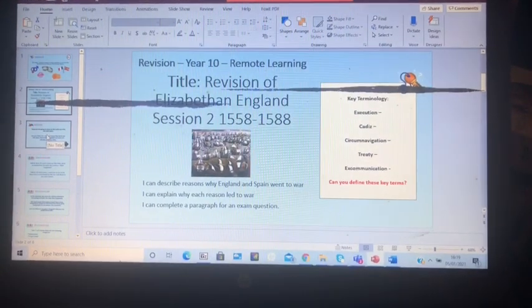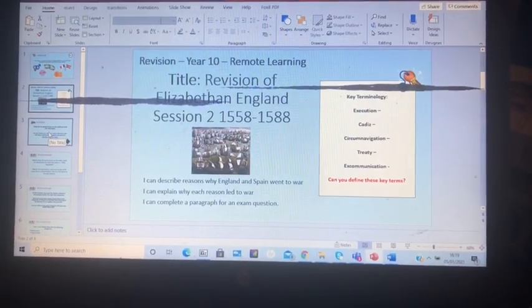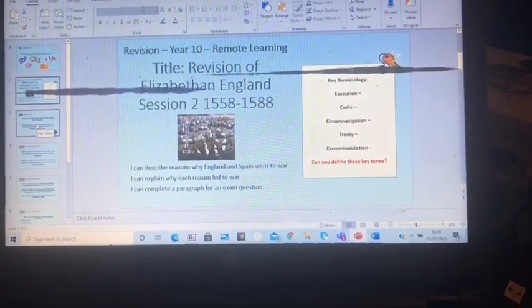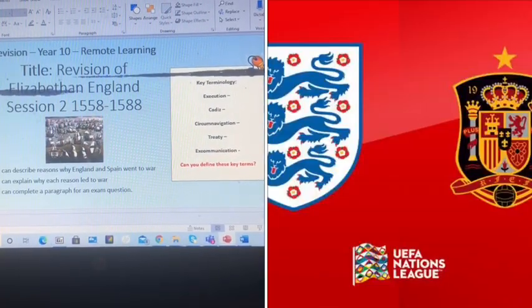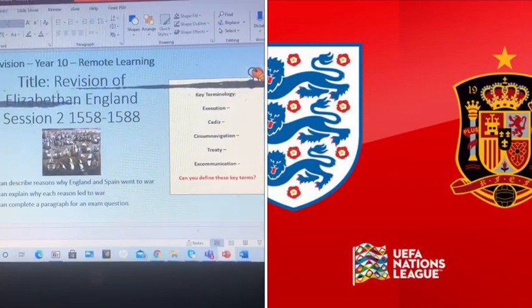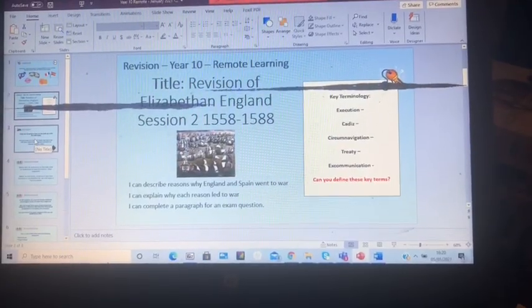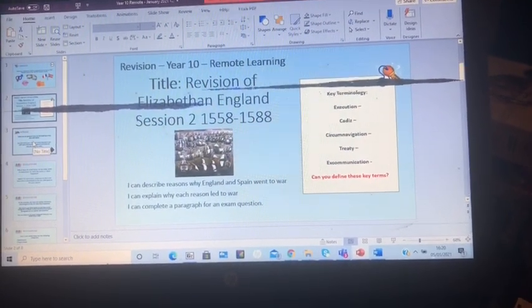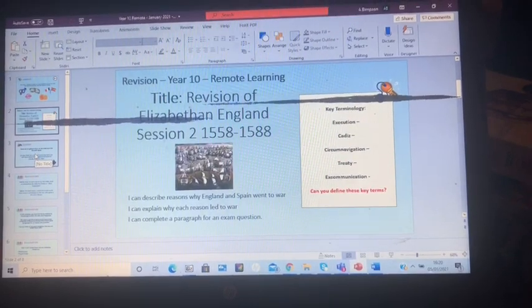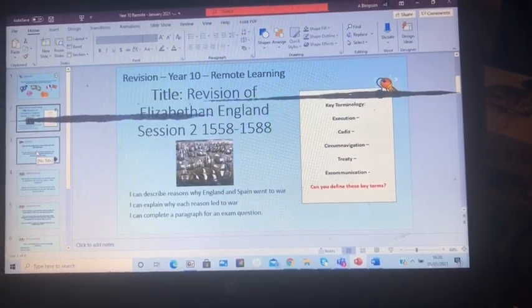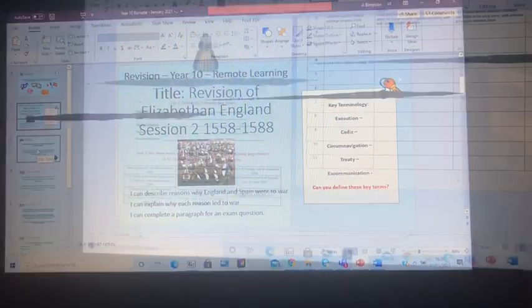So today's lesson is obviously lesson 2, and it's going to be on basically why England and Spain went to war. So you would have done this not too long ago in class with your teacher. Same thing again as last lesson, you've got the key terminology on the side. You just need now to define those words. So execution, Cadiz, circumnavigation, treaty, and excommunication. So same thing as with the last lesson, you're doing it again with going towards the war with Spain.